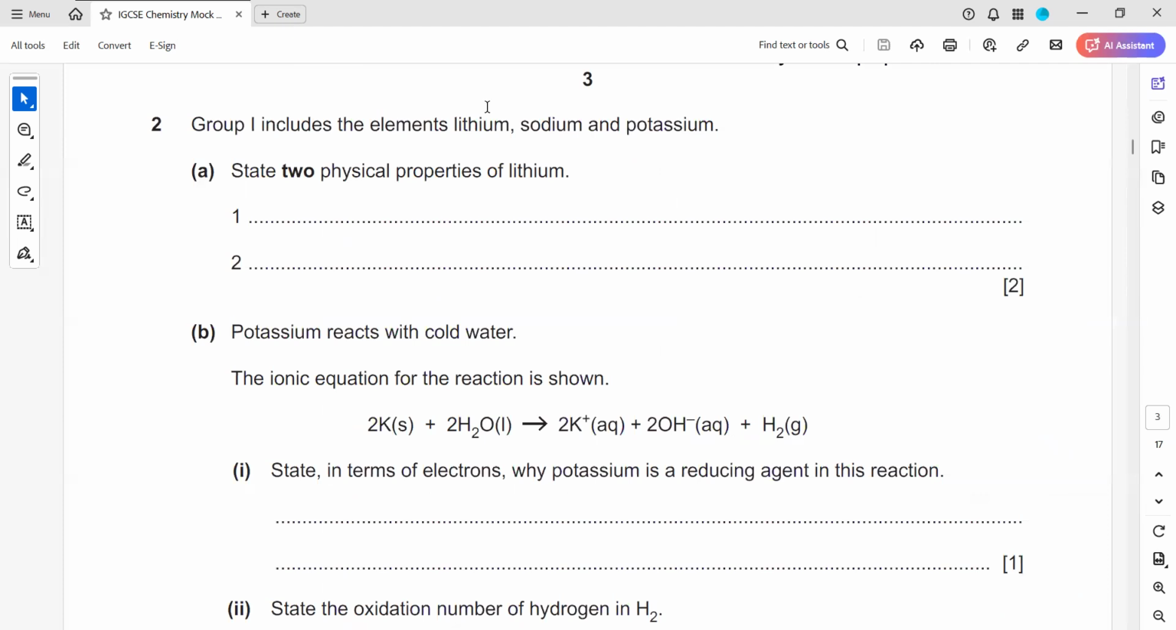Group 1 includes the elements lithium, sodium, and potassium. State two physical properties of lithium. It can conduct electricity. Ductile. Ductile means it can be stretched into wire, and malleable means it can be hammered into shape. These metals are usually soft. No, these metals are difficult to deform. Malleable and ductile is a characteristic property of transition elements, where the layers can slide without breaking.